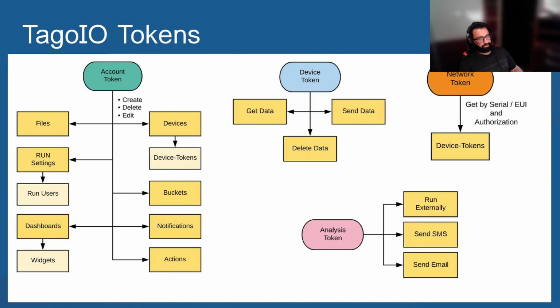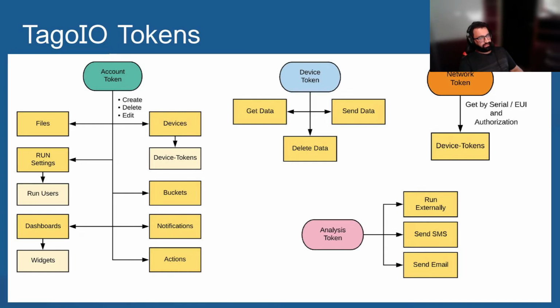And the last one is the network token. Also not much used. It's only when you want to do custom integrations with other services. So, for example, if you have an LNS, a LoRaWAN network server, that we do not support, and you want to make the support by yourself, you can create a network. You have access to this network token. And what this network token does is that it gives you an endpoint where you can get the device token from any device from TagoIO that was created under your network. And you only need to provide the serial and the authorization from the owner's account.